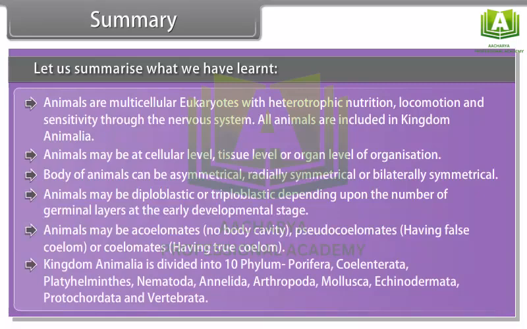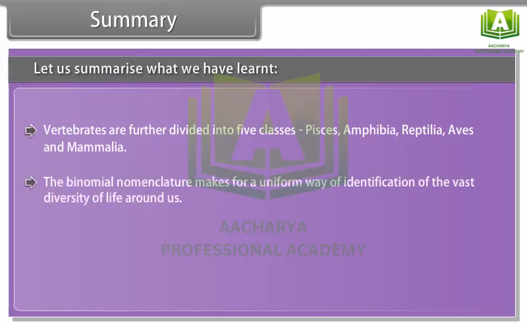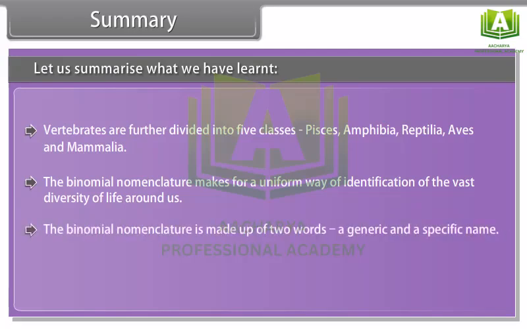Kingdom Animalia is divided into 10 phyla: Porifera, Coelenterata, Platyhelminthes, Nematoda, Annelida, Arthropoda, Mollusca, Echinodermata, Protochordata, and Vertebrata. Vertebrates are further divided into 5 classes: Pisces, Amphibia, Reptilia, Aves, and Mammalia. The binomial nomenclature makes for a uniform way of identification of the vast diversity of life around us. The binomial nomenclature is made up of 2 words, a generic and a specific name.